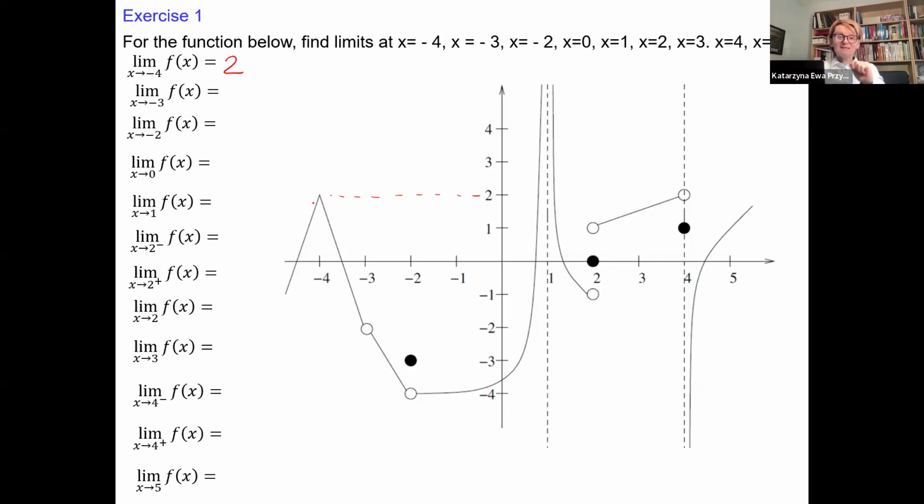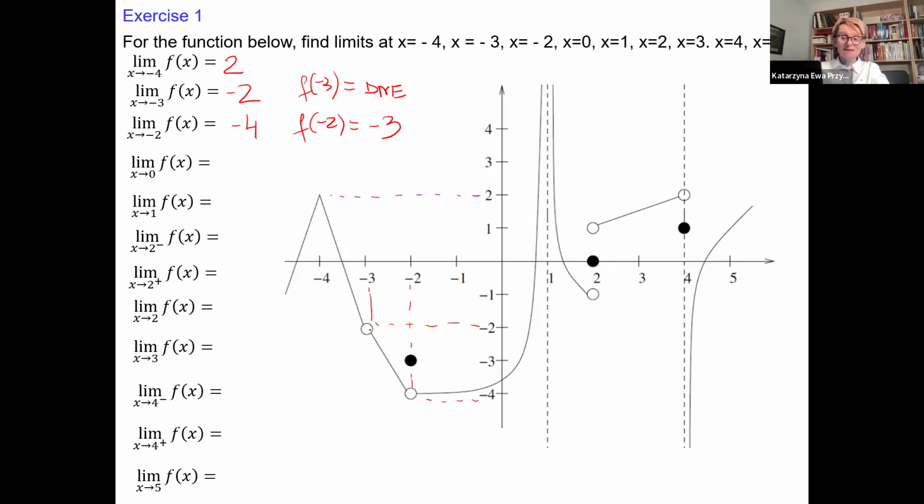Okay, x approaches -3. What is the limit? Looking at the graph, the limit is -2. Perfect. What about the limit as x approaches -2? Yes, the limit is -4. And what is the value at -2? Yes, the value is -3. What about the value at -3? Does the function have a value? No. Yes, thank you. The value does not exist. We can see no solid dot. If we draw a vertical line, no intersection.